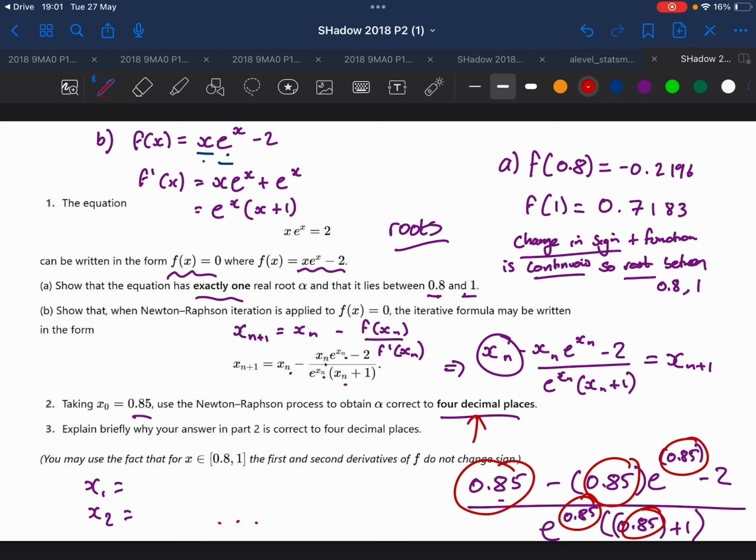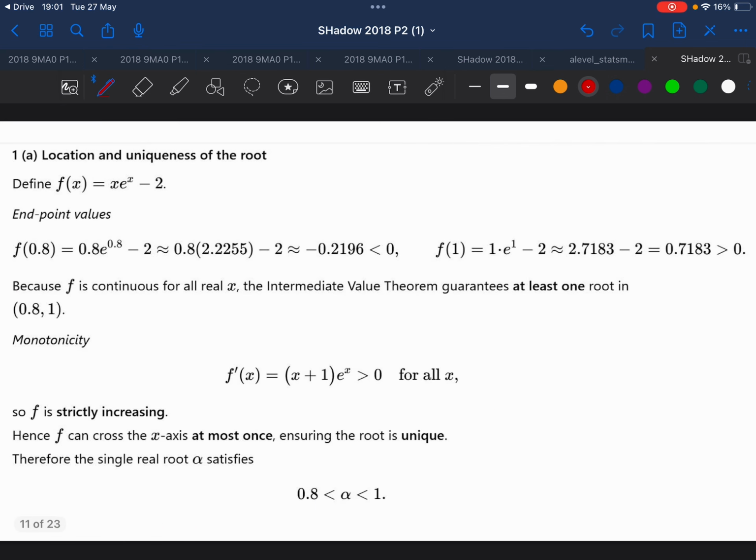And explain briefly why it's correct. So this is going to be because it's going to converge. Okay, so I suppose I want to just explain that it converges rather than diverges, because the Newton-Raphson process won't always work depending on the values that are going into it. So we're just going to have a quick peek on this one.